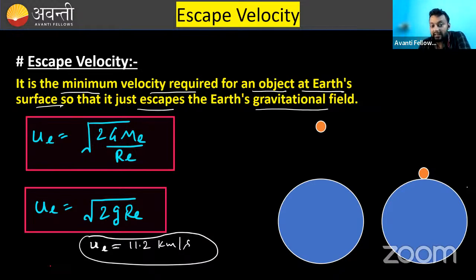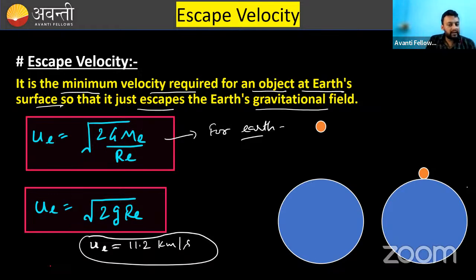So what is Ve? It is root of 2GM_E over R_E. Listen to me very carefully: this relation is written here for Earth. If we are throwing the ball from some other planet, then this mass and radius will be replaced by the mass and radius of that planet. Suppose you are on the Moon, then you should put the mass of the Moon and the radius of the Moon.